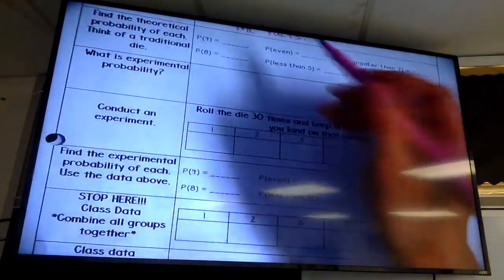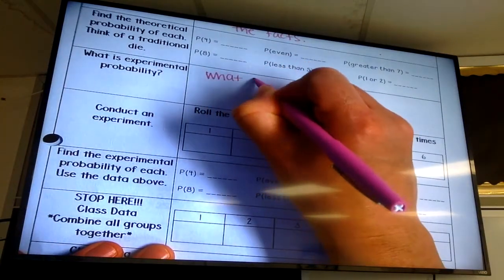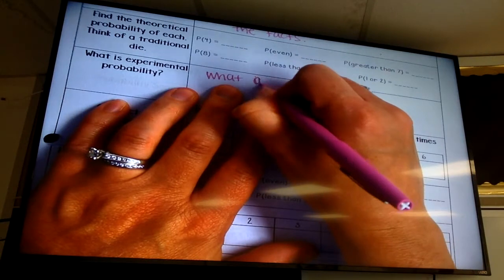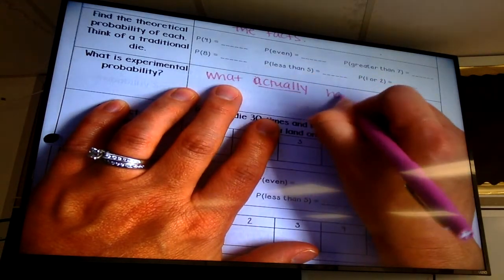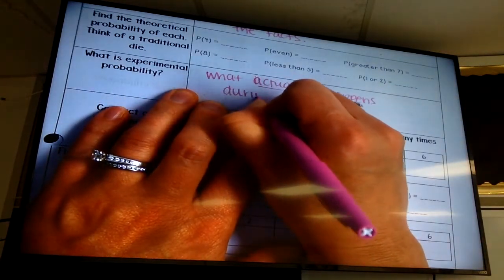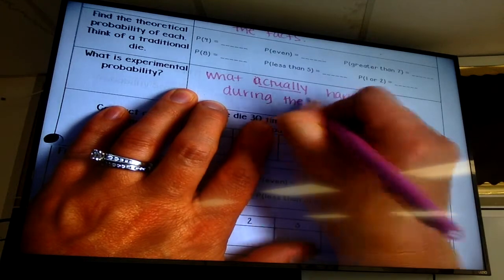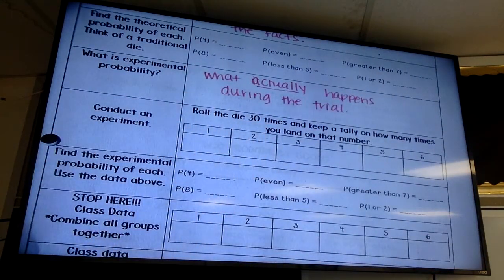And that's experimental probability. So, experimental probability is what actually happens during the trial. And the trial is just a fancy word for experiment, but they'll call them trials.